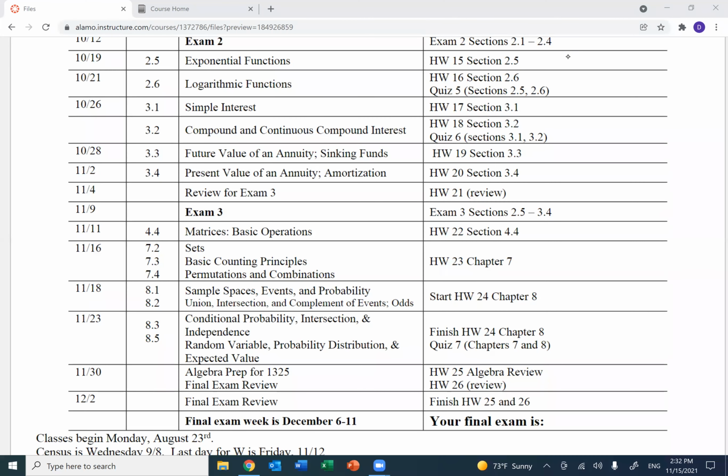Okay, today I'm gonna go over classwork 23, which is over chapter 7. In chapter 7, we're gonna cover sets, basic counting principles, permutation and combination. So these are the sections from chapter 7. And I'm gonna go to the actual assignment.